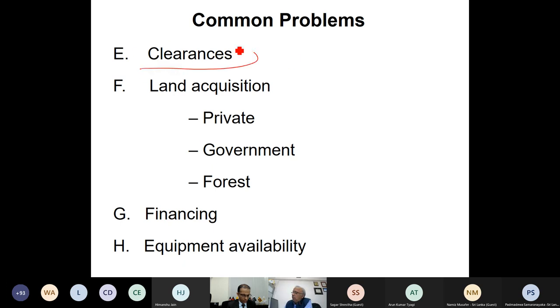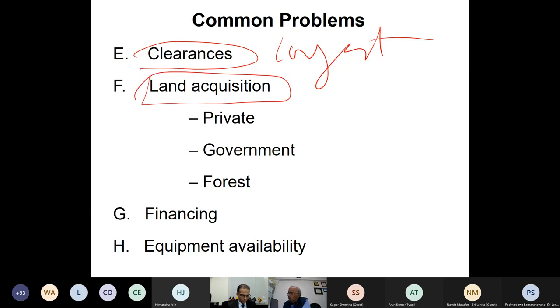Then the clearances. This is the longest time in the sector. It takes a lot of time, too much time. Time-wise, it is very high. And land acquisition is another one. With private land, sometimes it's easy, sometimes it's difficult, because a lot of people try to twist your arm. They know that this project is going to come up, and that without their land, the project cannot take off, so they try to twist the arm.